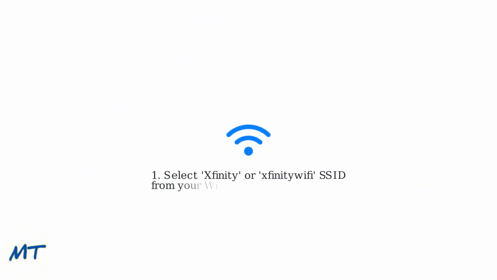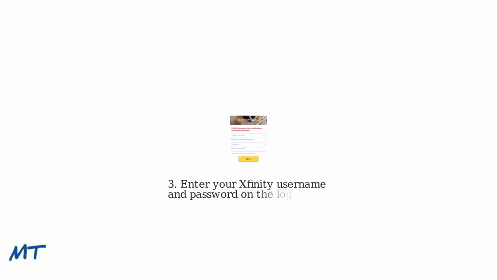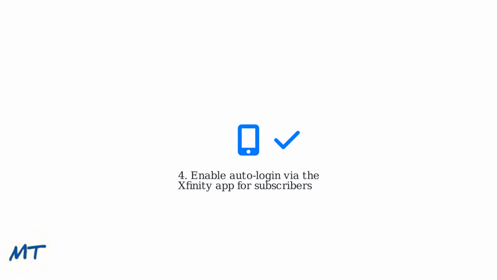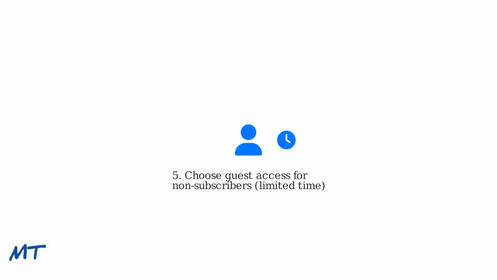Once near a hotspot, select the Xfinity or Xfinity Wi-Fi SSID from your device's Wi-Fi settings to connect. Open any web browser on your device. It will automatically redirect you to the Xfinity login page. On the login page, enter your Xfinity username and password to authenticate. As an Xfinity subscriber, enable auto login through the Xfinity app for a seamless connection experience. If you're not a subscriber, select the Guest Access option for limited free access to the hotspot.